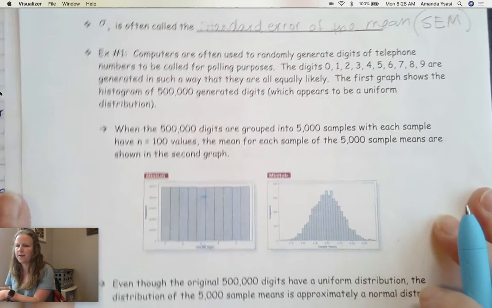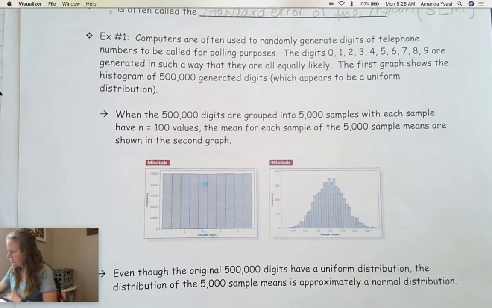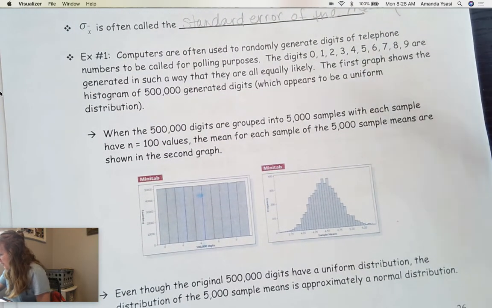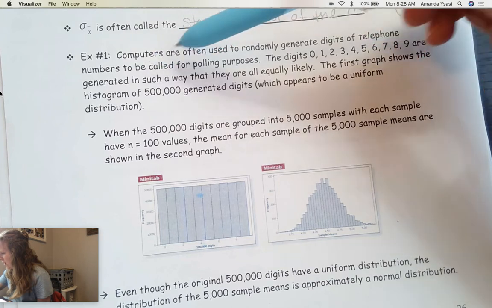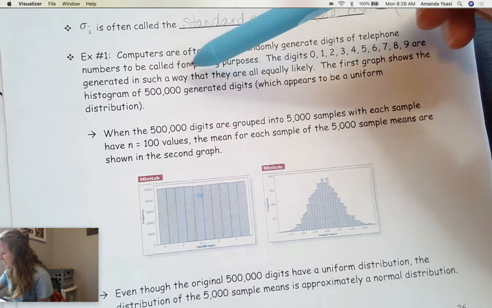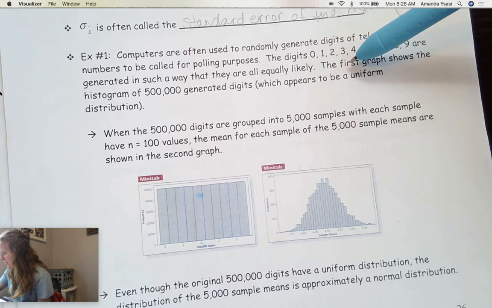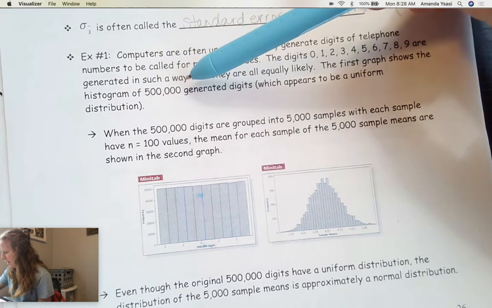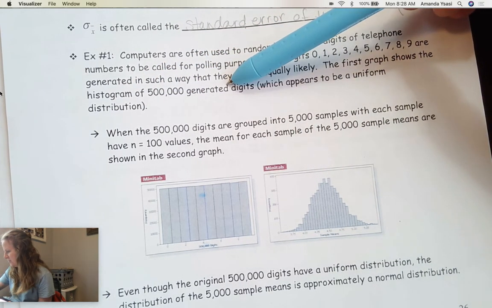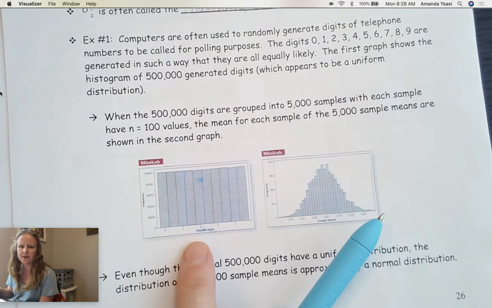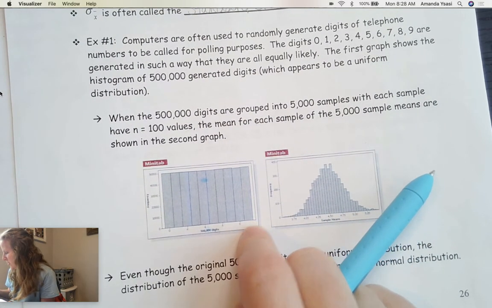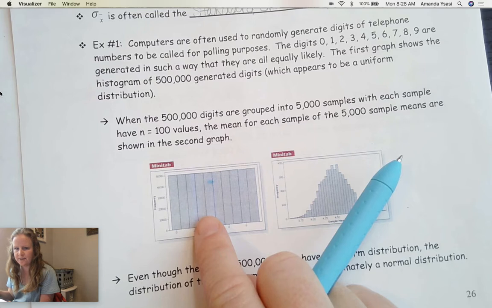All right, so we're going to look at example 1 from the paper. I'm not going to have you write it down or anything like that. Computers are often used to randomly generate digits of telephone numbers to be called for polling purposes. They're generated in such a way that they are equally likely. The first graph shows the histogram of those 500,000 generated digits, which appear to be uniform, because they have an equally likely chance.